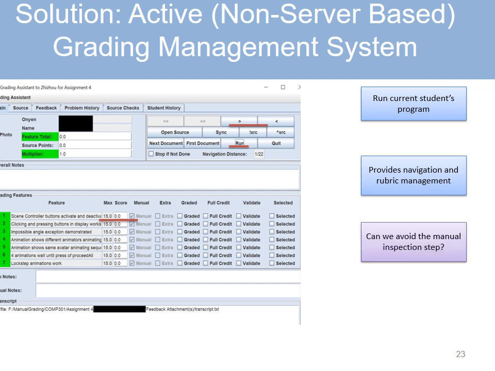And then, we said, can we do better? Can we avoid the manual inspection step also?